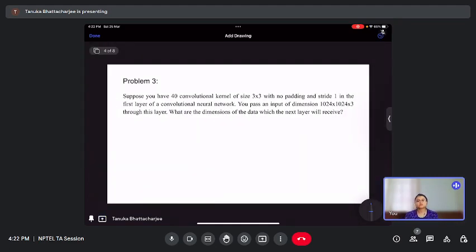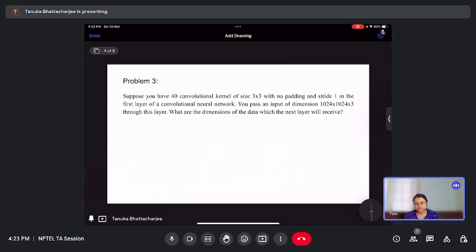So, now in the last two problems that we talked about, we just considered that we have one input matrix, some n cross n, and we are doing some convolution with a filter of size f cross f, and we are getting some output matrix of size n dash cross n dash. But there we had only one filter. In a convolutional neural network, we generally have more than one filter. Each filter captures different types of features from your input, let us say an image. So, this problem will take that into consideration.